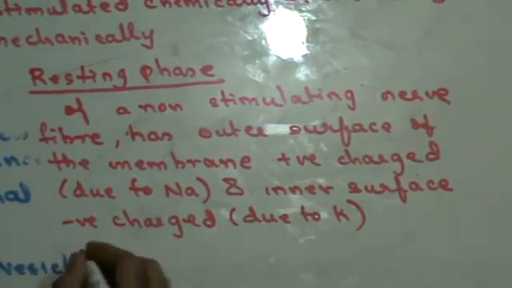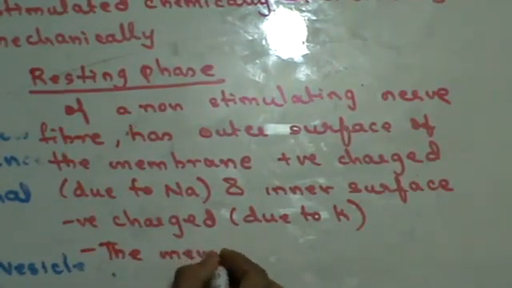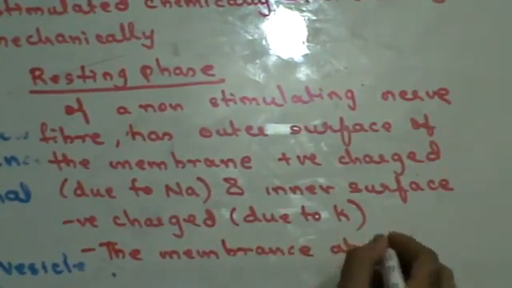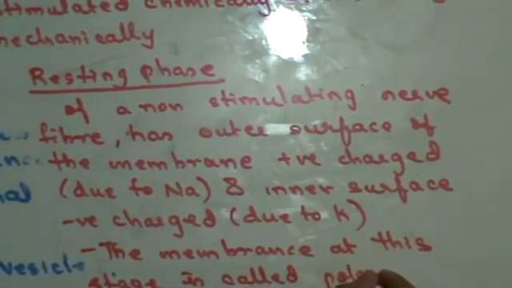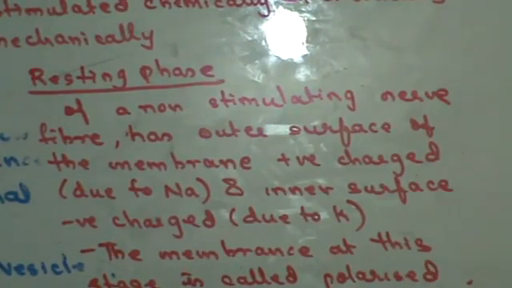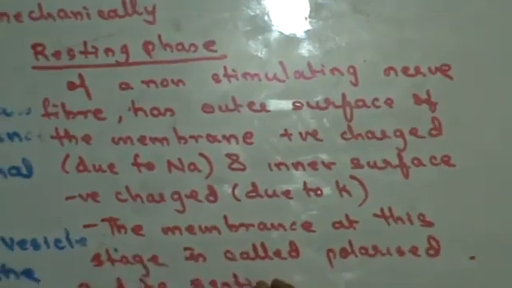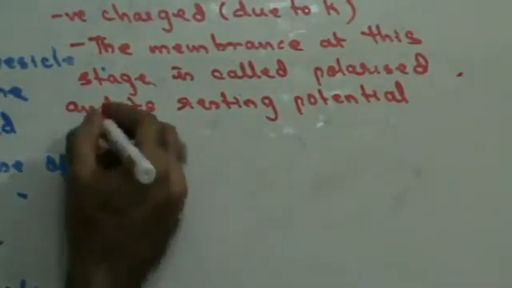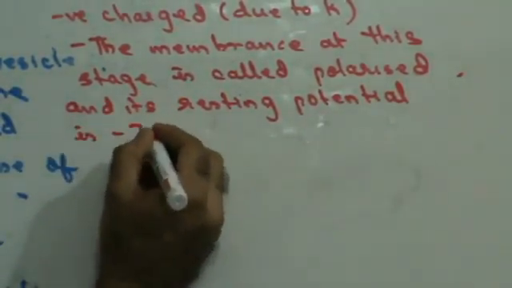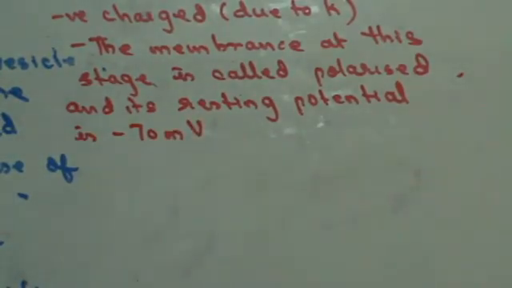The membrane at this stage is called polarized because there is going to be some charge on it, and its resting potential is minus 70 millivolts. It could be somewhere between minus 40 to minus 90 millivolts, right?